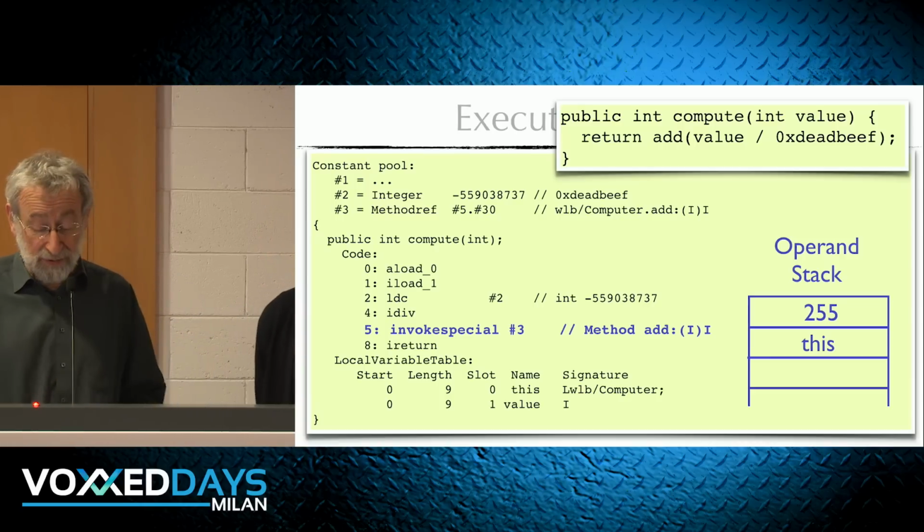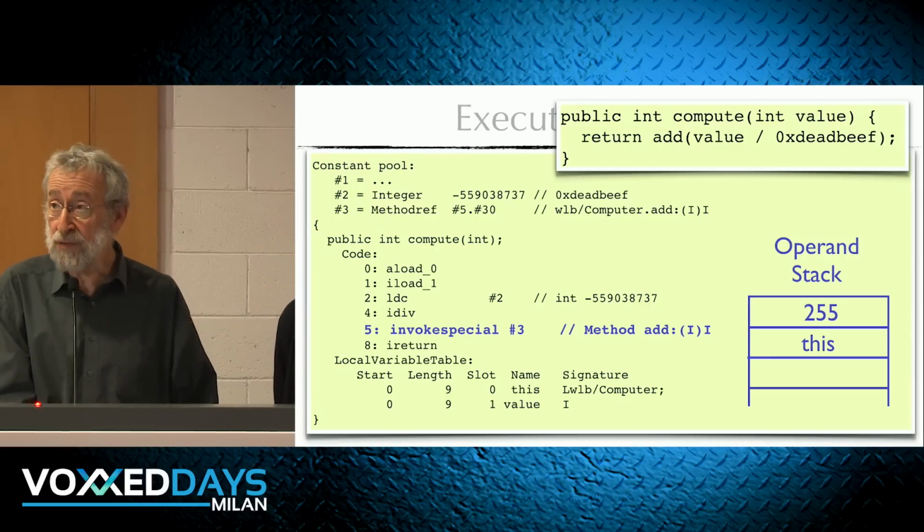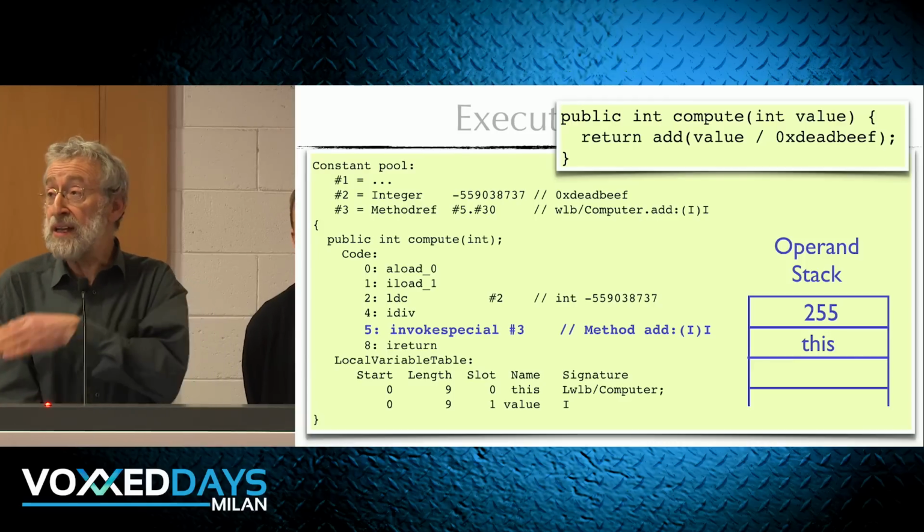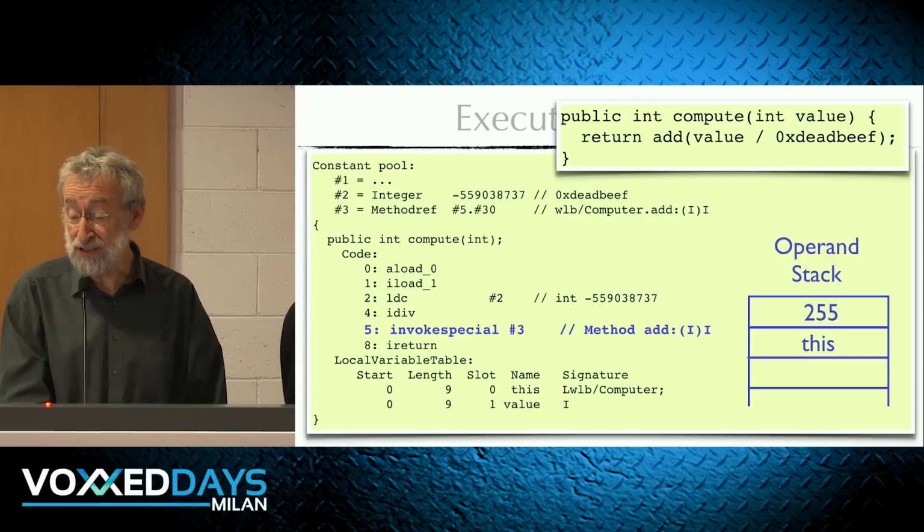Finally, we return from the compute method, and the value that is returned from a method is, again by convention, the top value on the operand stack. In this case, 255.